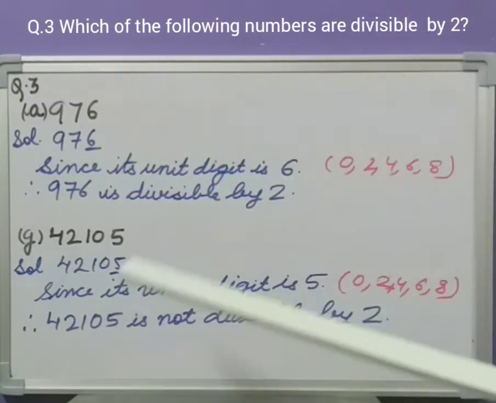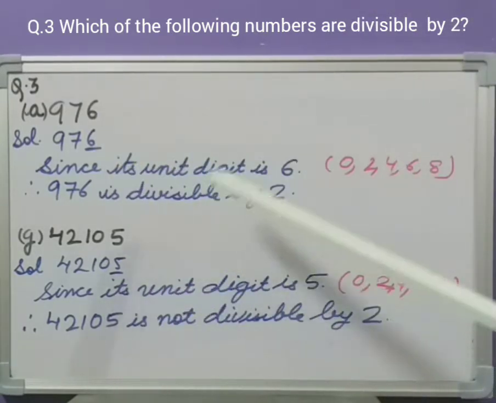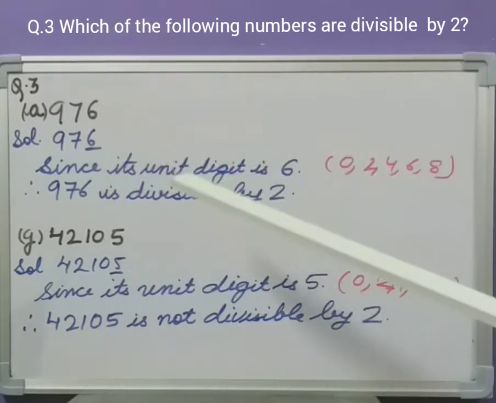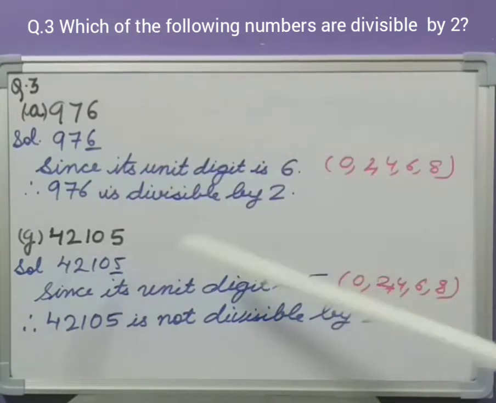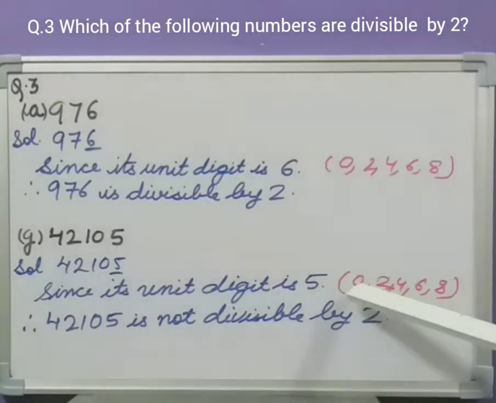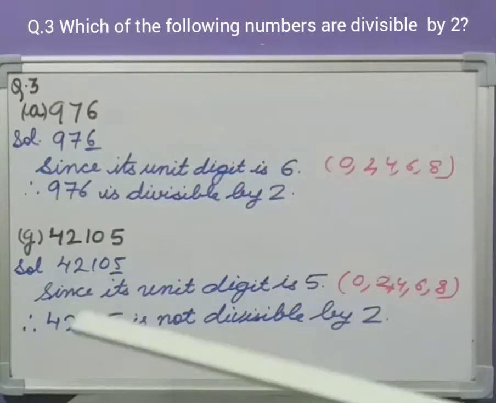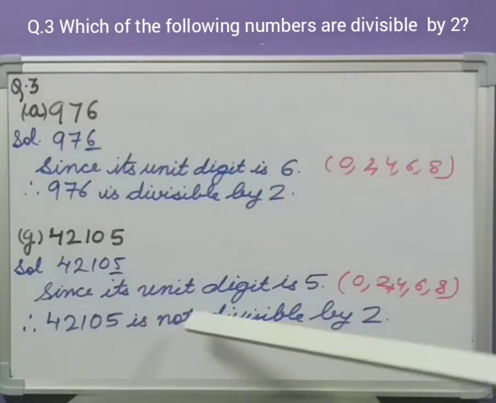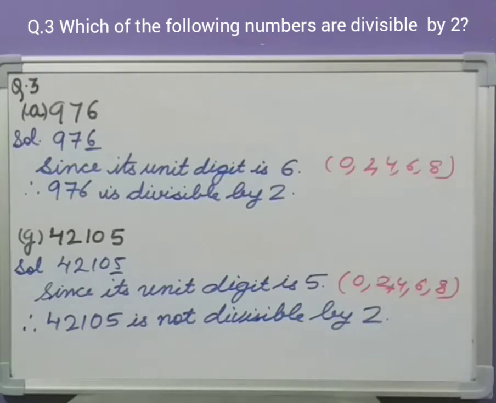G, 42,105. So first we are going to attack its unit digit. Its unit digit is 5, not from the numbers 0, 2, 4, 6 and 8. Therefore, 42,105 is not divisible by 2.